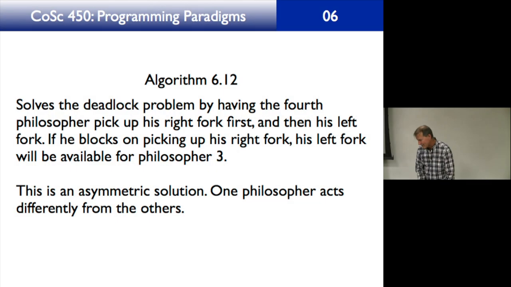So that's algorithm 6.12. It solves the deadlock problem by having the fourth philosopher pick up his right fork first and then his left fork. If he blocks on picking up his right fork, his left fork will be available for philosopher 3. Now that's an asymmetric solution.